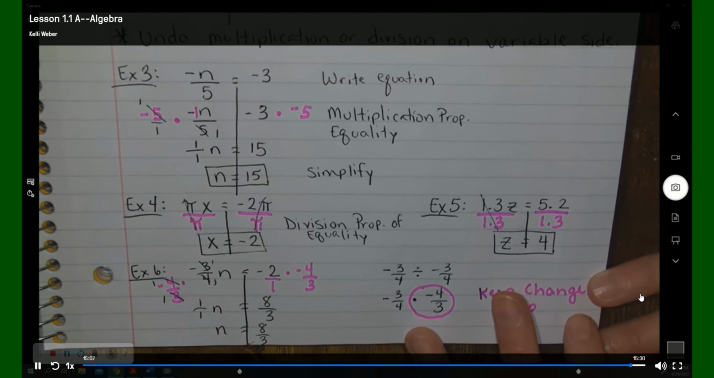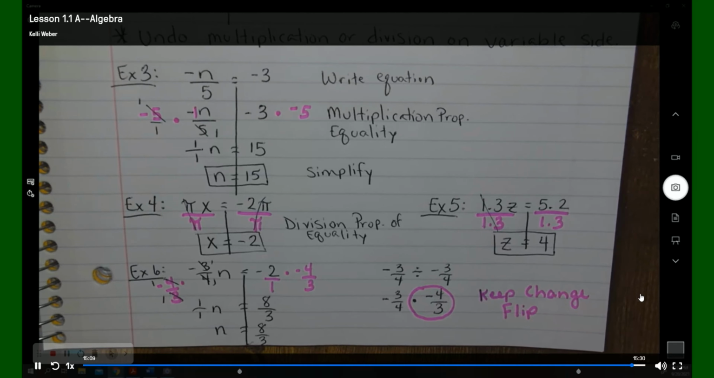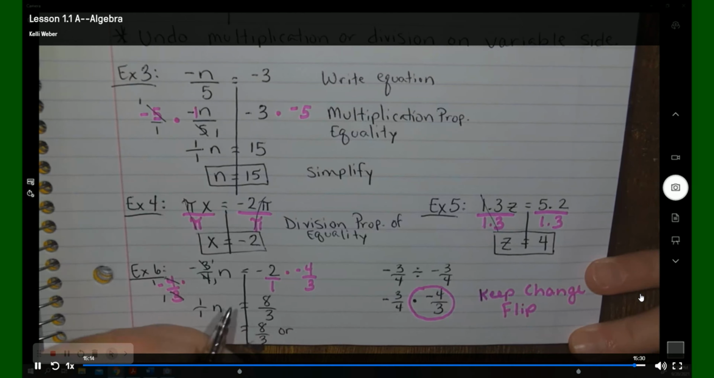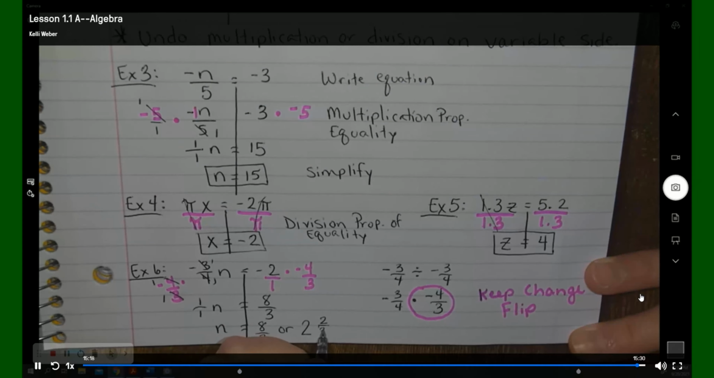Perfectly acceptable answer. Sometimes you're asked to make it into a mixed number. So if we're making it into a mixed number, 3 goes into 8 2 whole times with 2/3 left over.